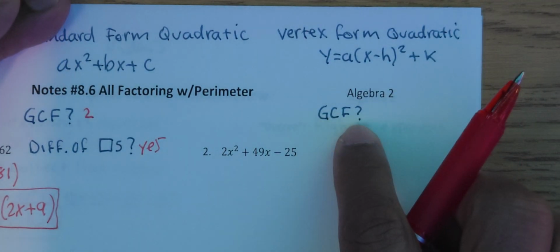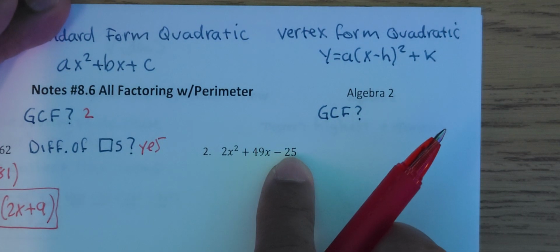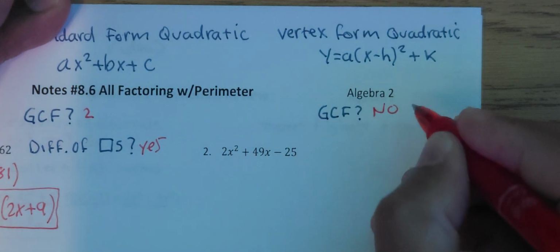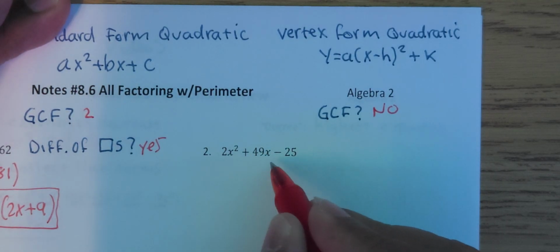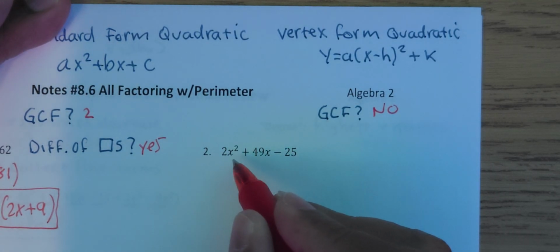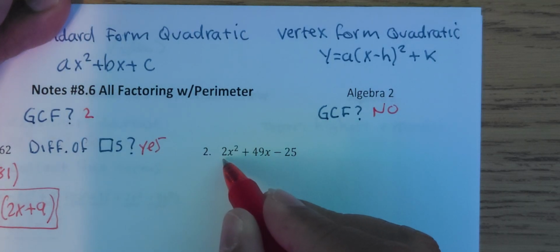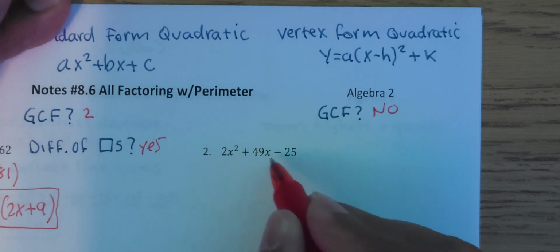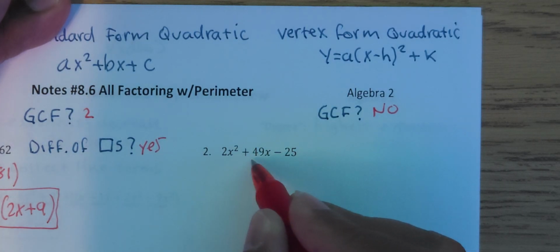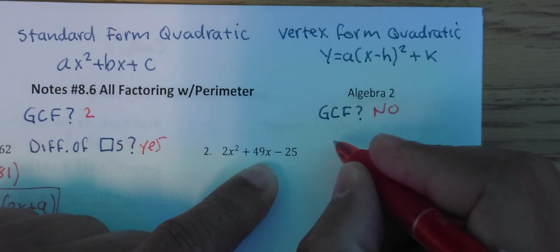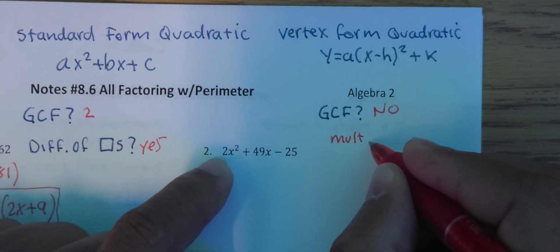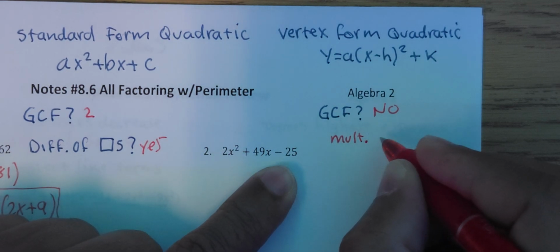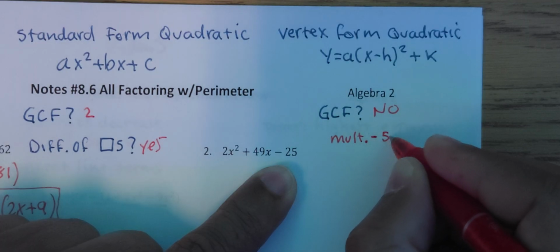Second example, is there a GCF? Does 2 go into 49 and 25? The answer is no, so there's no GCF. And obviously this is a three-term trinomial, so this is a three-term polynomial, and we also look for the value of a. Since a is 2 and not 1 and there is no GCF, then this one we have to factor by grouping, which means we need to split up the middle term. So to split up the middle term, let's find the multiples of a times c. A is 2 and c is negative 25. So 2 times negative 25 is negative 50.